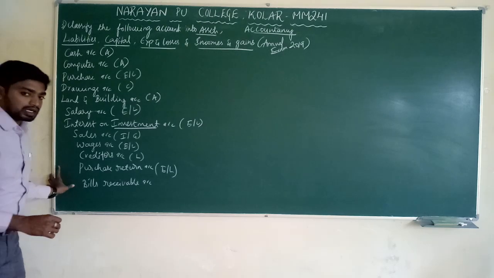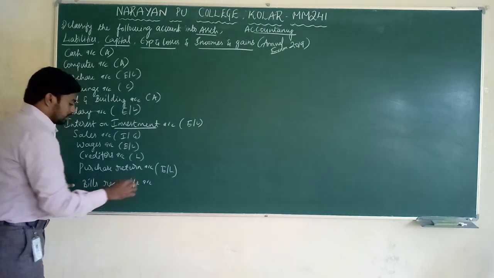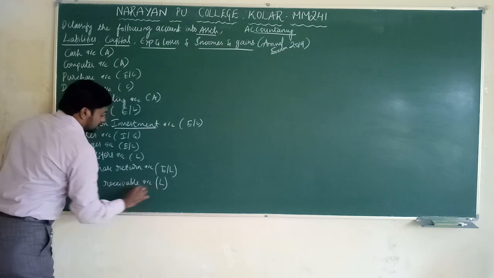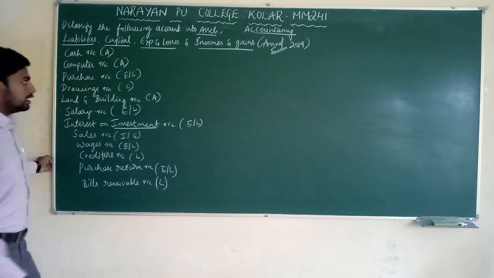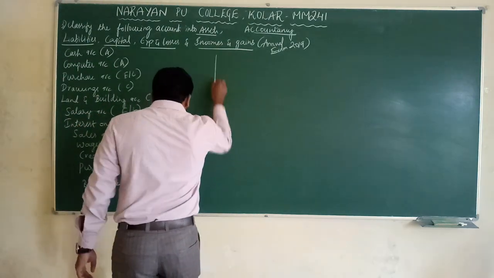Bills receivable account. Check it once. Bills receivable account comes under liability. These are the accounts they have given you, which we have to classify under assets, liabilities, capital, expenses and losses, and income and gains. Let us do the classifications.